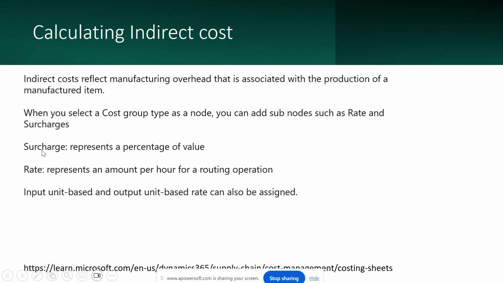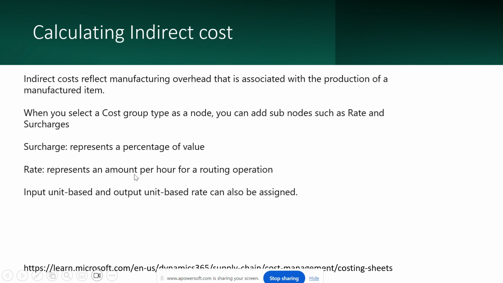So basically, it can be of four types, I would say: surcharge, rate, or it can be input unit or output unit based. If you select surcharge, then it represents a percentage of the value. So whatever surcharge you are mentioning, it takes a percentage of the value at the end of the cost that you have given in the cost group. So we will see this in the demo.